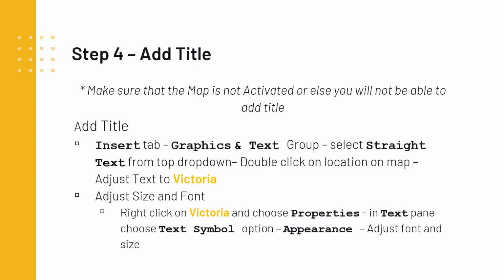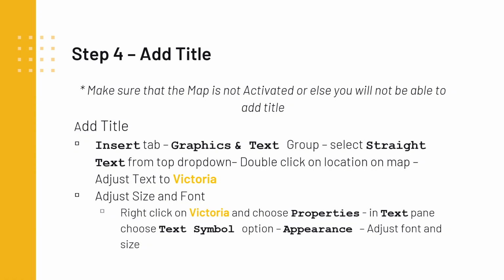Then click on the location on the map or the page where you'd like to see your title and change the text to Victoria. Next, we want to make this text maybe a little bit bigger or bolder, because remember, according to visual hierarchy, the title should be the most visible or prominent piece of text on your screen. So how do you do that?